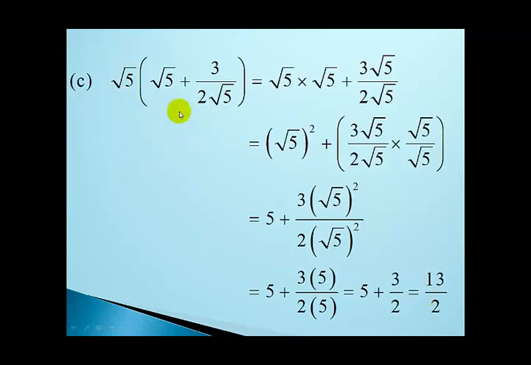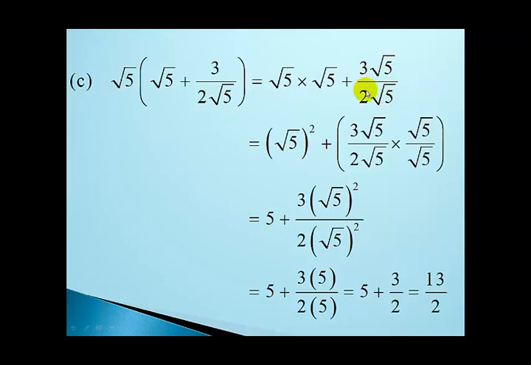Now, C. Root 5 times root 5 plus 3 over 2 root 5. We first open the bracket. So we multiply root 5 by all the terms we have in the bracket. So we have root 5 times root 5. That is how come we have root 5 times root 5 here. Plus root 5 times 3 will give us 3 root 5 divided by 2 root 5. So we have 3 root 5 divided by 2 root 5. Now root 5 times root 5 is root 5 all squared. Plus 3 root 5 divided by 2 root 5.